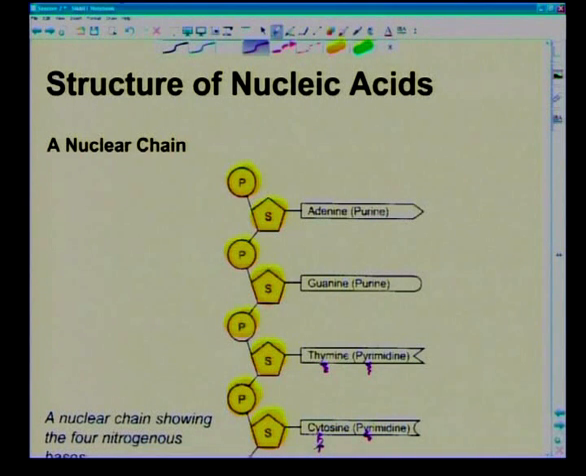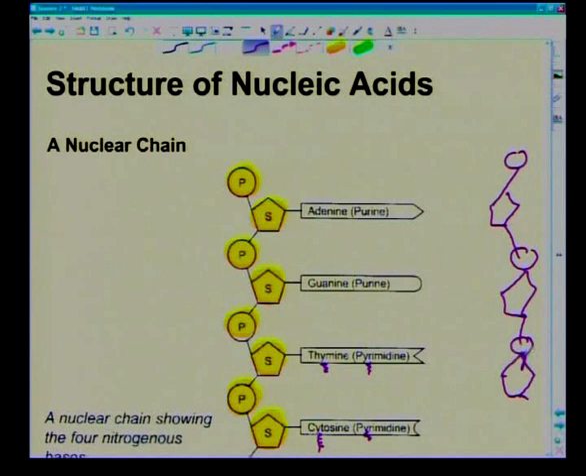Okay, now if we draw a DNA, then we're going to have the same. We have phosphate, pentose sugar, phosphate, pentose sugar, phosphate, pentose sugar, phosphate, and so on. Now, attached to here, we're going to have a nitrogenous base. And it's going to be a complementary base.